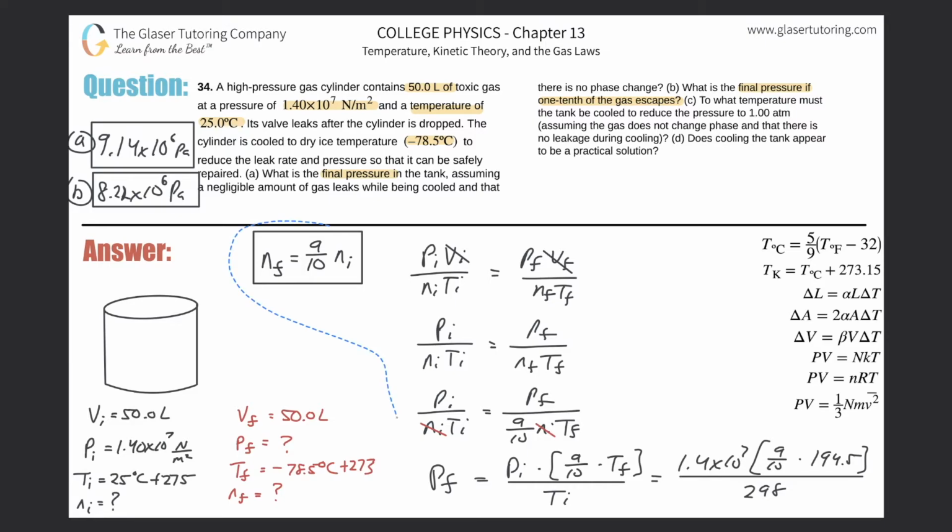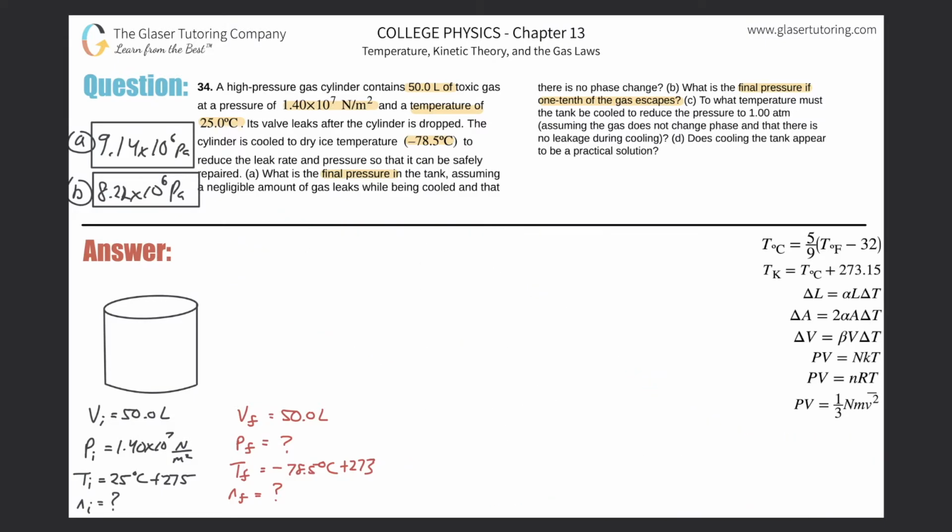All right. Let's take a look now at, oh joy, right? Letter C. To what temperature must the tank be cooled to reduce the pressure to 1 atmosphere, assuming the gas does not change phase and that there is no leakage during cooling?